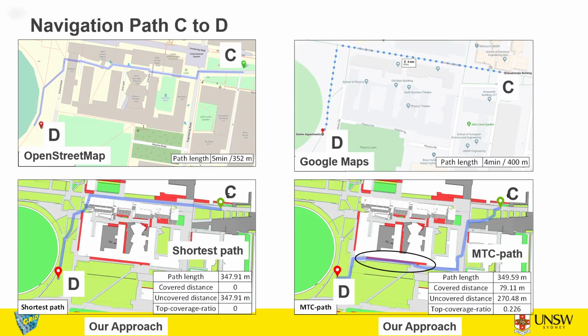We got similar results for the cases from C to D. We can see that the OSM provides a path between buildings. Google Maps gives a path along the main street of the campus. The shortest path of our approach is almost similar to that from Google Maps. The MTC path is quite different, which goes through the semi-indoor spaces to increase its top coverage ratio. See the ellipse on the bottom right image.